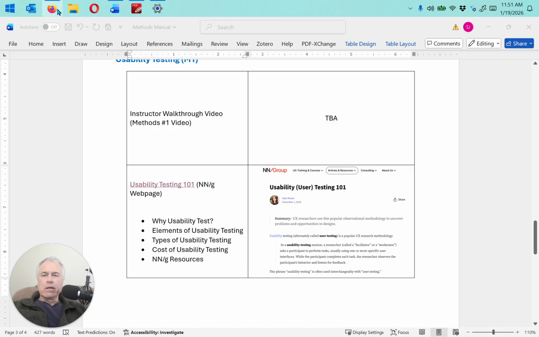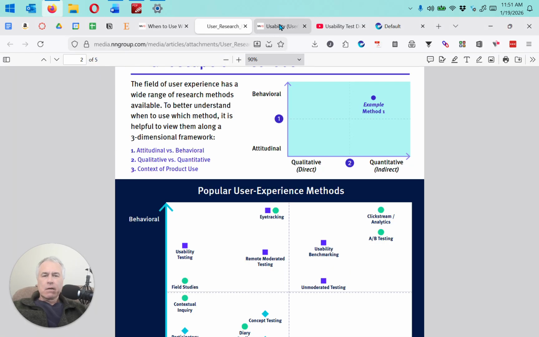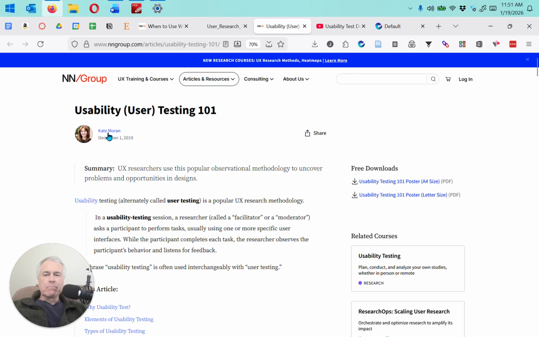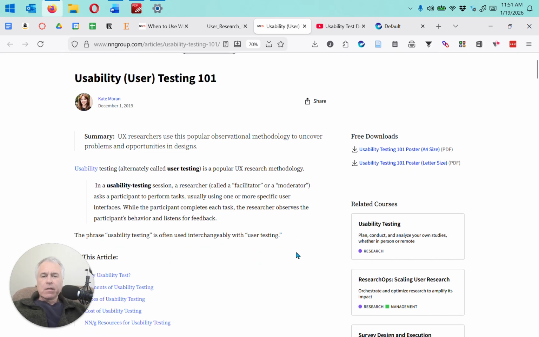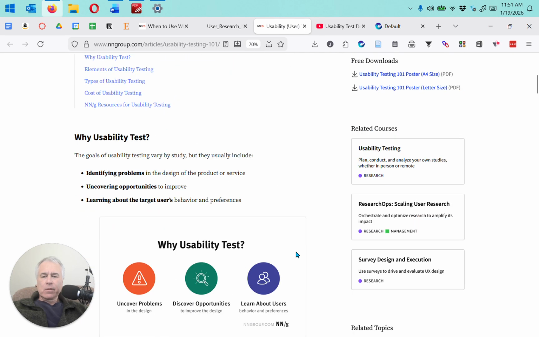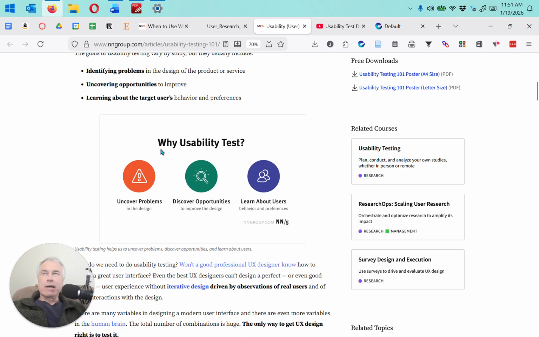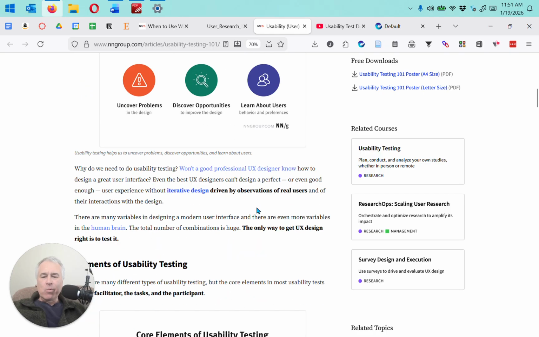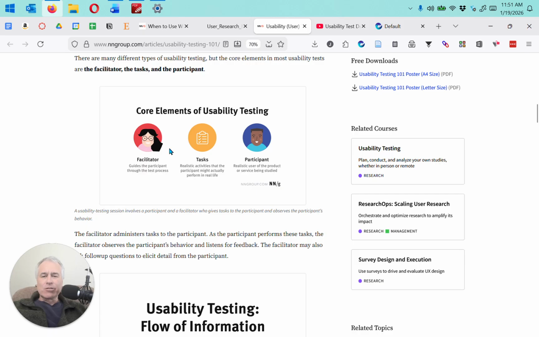Your reading on this. Again, I'm pulling from the NN group. This is Usability 101. I want you to read this over. One thing you should be able to identify: what do we use the usability test for? It's uncovering problems, looking for opportunities, learning more about users. These are the three core elements of usability testing.